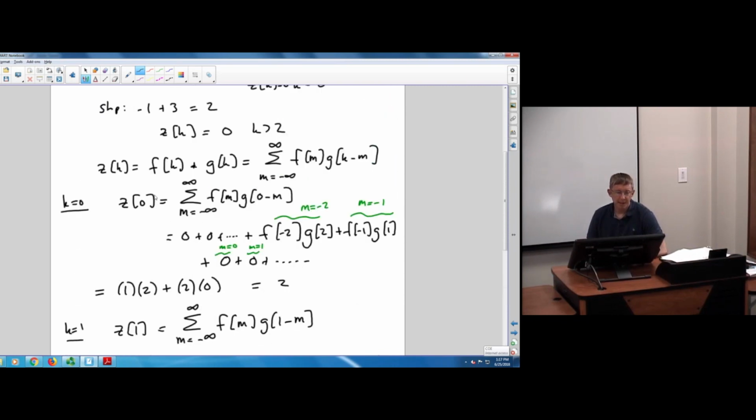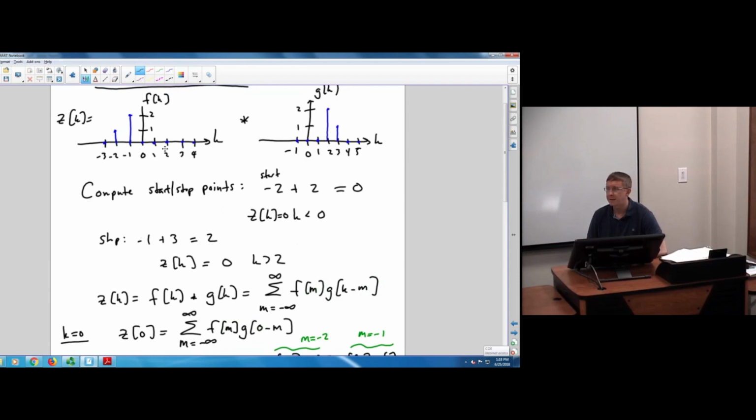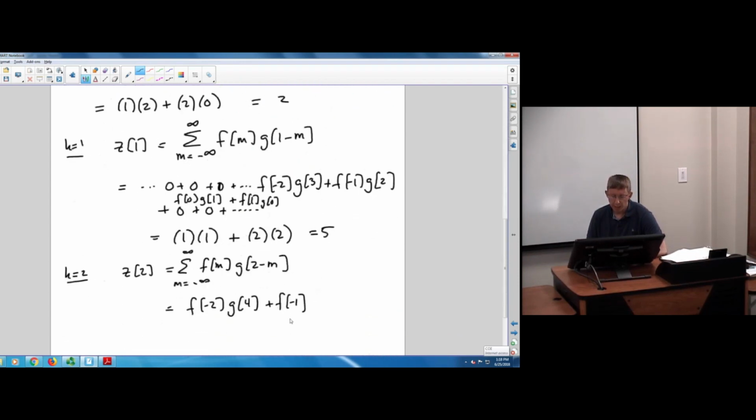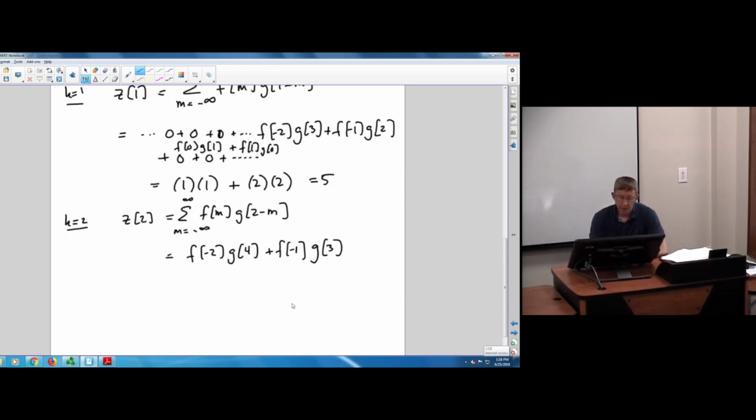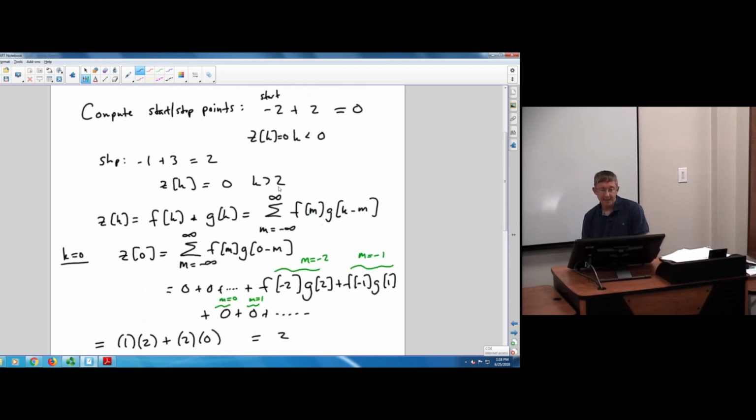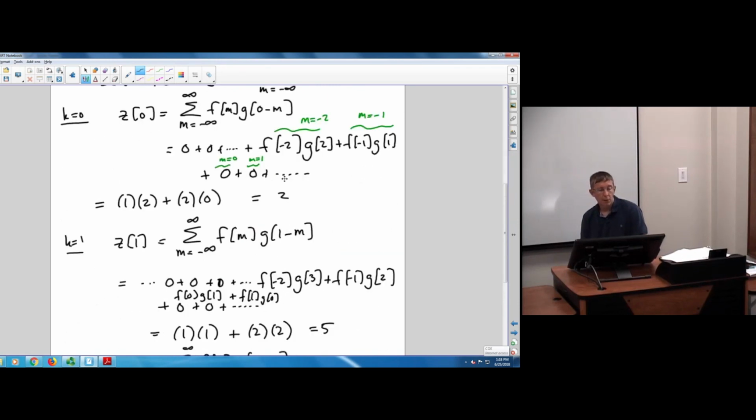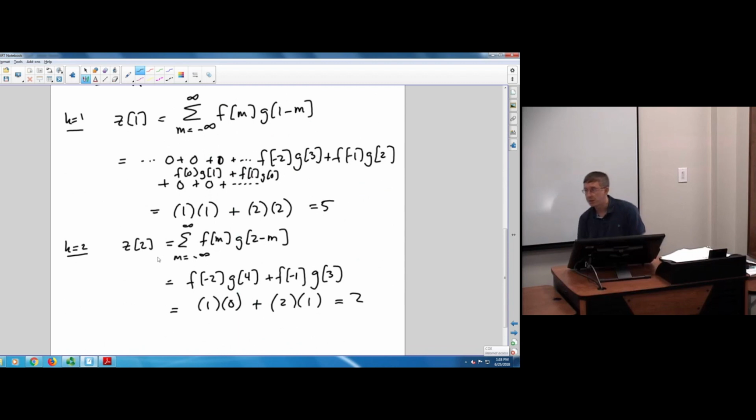So at this point, I'm just thinking in my head, I'm going to list only the times where f exists, and then put whatever g value makes them sum up correctly. This has to be g of 3. Which if you multiply this out, this is 1 times 0 plus 2 times 1 equals 2. And that's it. For all values k less than 0, we know our signal is 0. For all values k bigger than 2, we know our signal is 0.